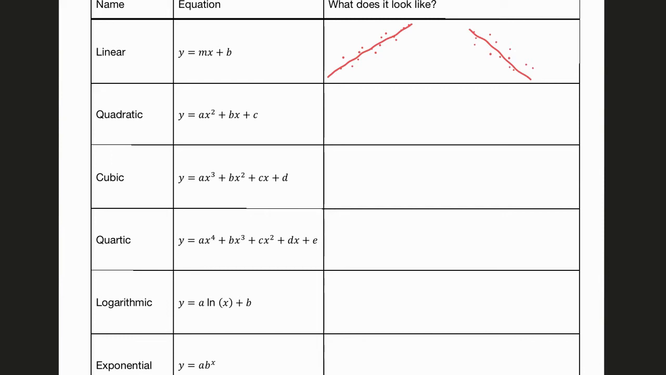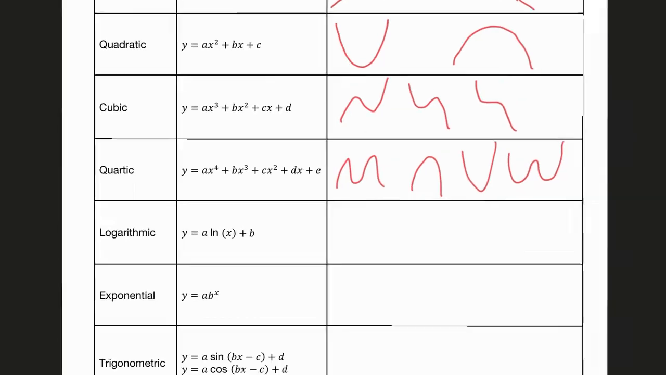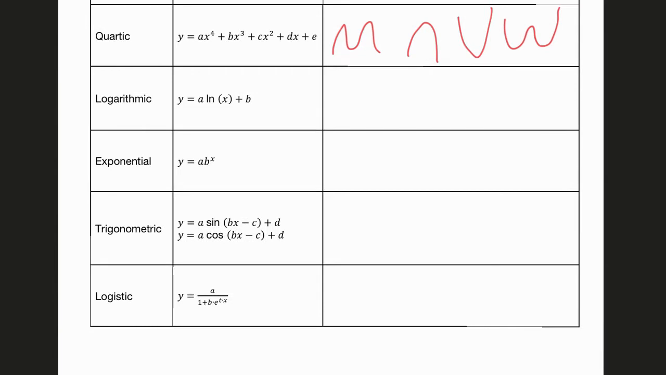So for quadratic, it might be an upward facing parabola or a downward facing parabola, depending on what the dots are. Cubics look kind of like this. Maybe they look like this. It could just literally be sort of more like that. Quartic can look like this, like this, like this, like that. All right, again, there's a lot of different options. But the good news is Desmos will do all the work for you. Logarithmic look sort of like this or like this if they're reflected.